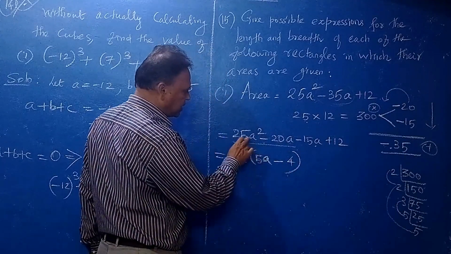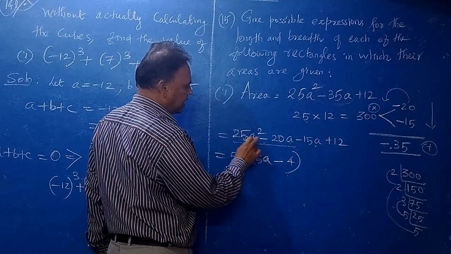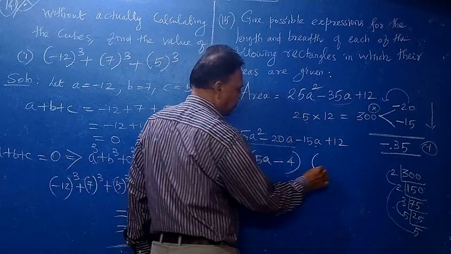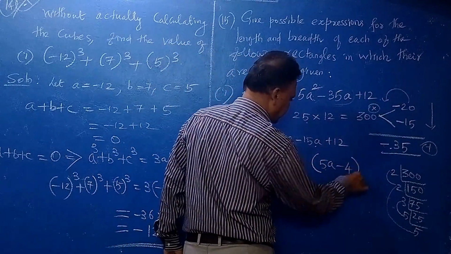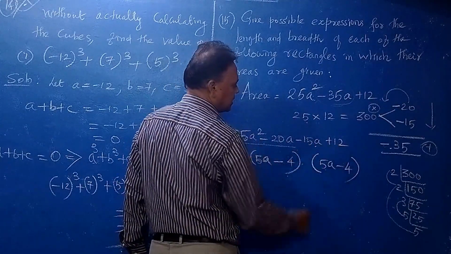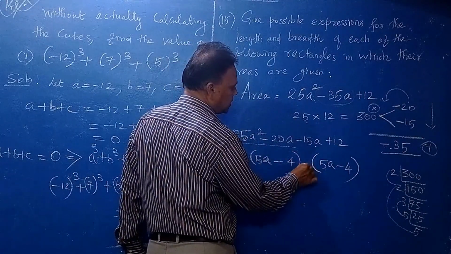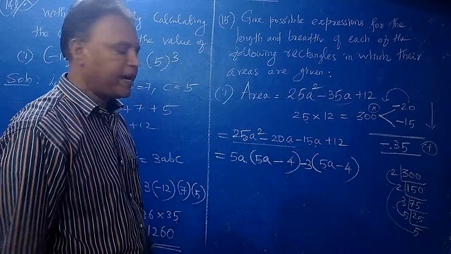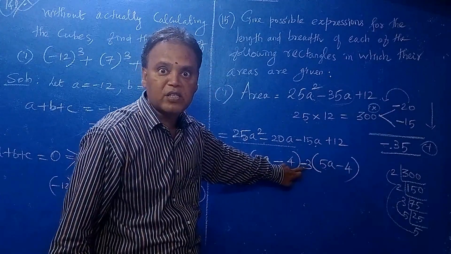If you have doubt, you multiply and see. 5 into 5, 25a squared, minus 5a into 4, 20a. Same thing you write: 5a minus 4. It means here some number you have to give, so that when you multiply you will get this. So how much? If you give minus 3, you will correctly get it. Understand? Minus 3 you give. Sign is very important.